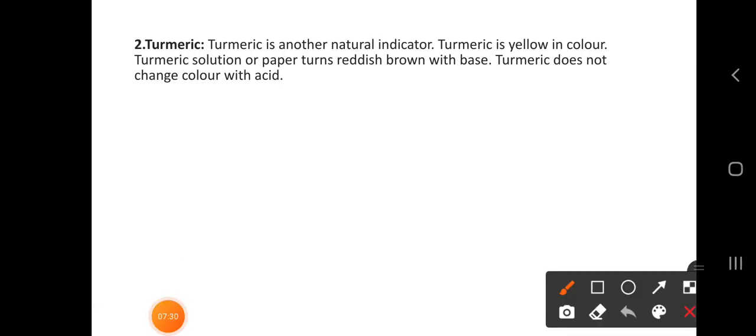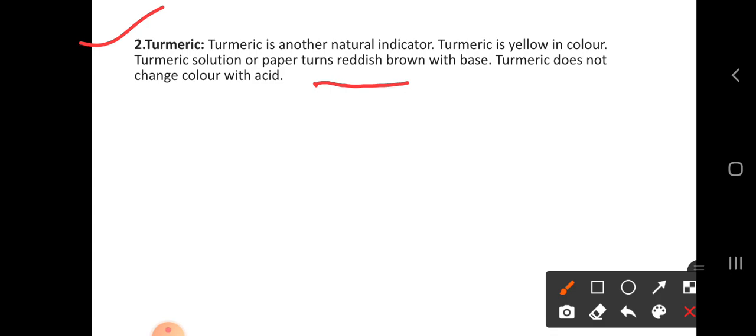Let's talk about turmeric. Dear students, turmeric is another natural indicator. Turmeric is something we usually use in our home itself. You can take the help of turmeric to check whether a substance is an acid or a base. So how do you get the conclusion? Turmeric is yellow in color, and if you make a turmeric solution and it turns reddish brown with the base.